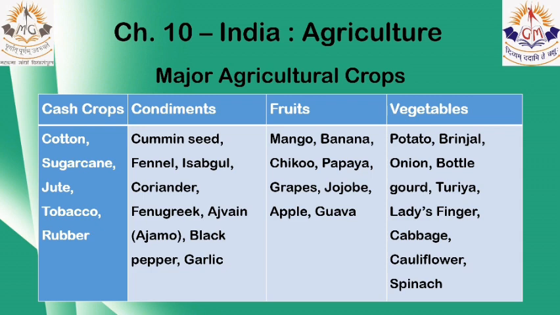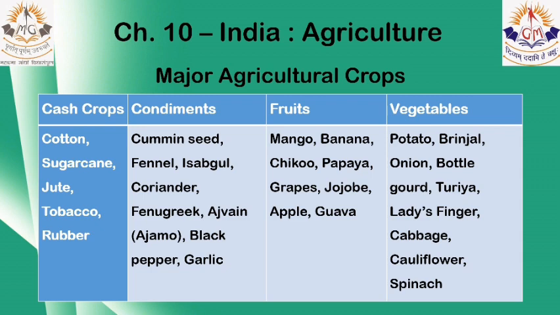Condiments. Now there is a difference between condiments and spices. We'll learn later. So right now, cumin seeds, fennel seeds, isabgol, coriander, fenugreek, ajwain or ajmo that we say, black pepper, garlic. These are all the condiments. Condiments are added for taste or flavor. So that is the difference between condiments and spices.